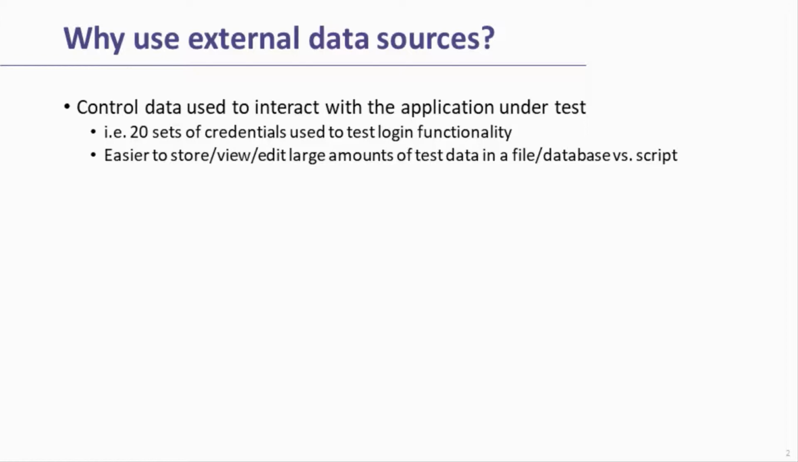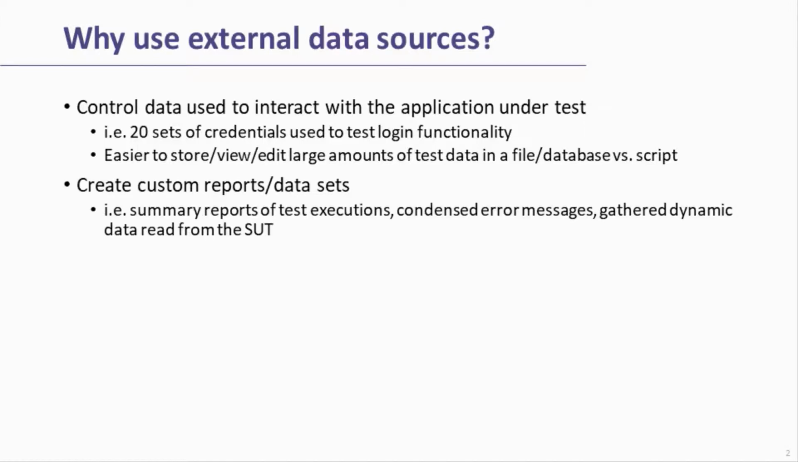It's generally easier to store the test data in separate data files or databases instead of hard-coding the data into the automation script. Data files and databases are also useful when custom reports are needed. The external data sources can be used to create execution or log message summaries or to store test outputs, such as values that were dynamically generated by the application under test.